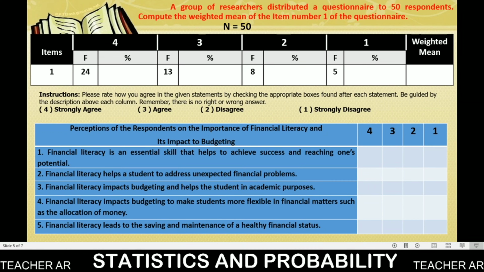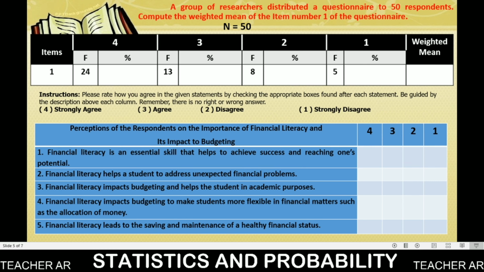That's it. So meaning to say, this 4 signifies strongly agree, 3 signifies agree, 2 signifies disagree, and 1 signifies strongly disagree. Now, the purpose of the questionnaire is to gather data and to determine the perception of the respondents regarding your chosen research topic. And in this type of questionnaire, the researchers want to determine the perception of the respondents in terms of how they agree on each item.